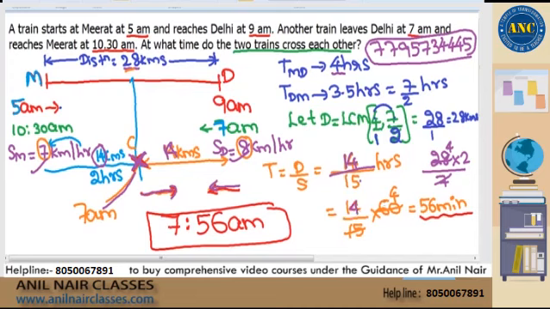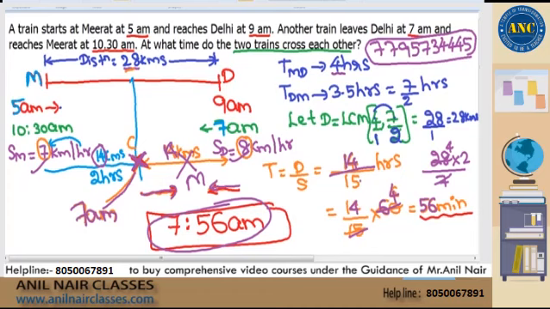14 by 15 into 60 minutes. 15 into 1, 15 into 4. 14 into 4 is 56 minutes. From 7 o'clock, they will travel for 56 more minutes. And then at some point they will meet, Ravi Kumar. From 7 o'clock, if they travel for 56 minutes, answer is 7:56 a.m. I hope it is clear. Answer is 7:56 a.m.